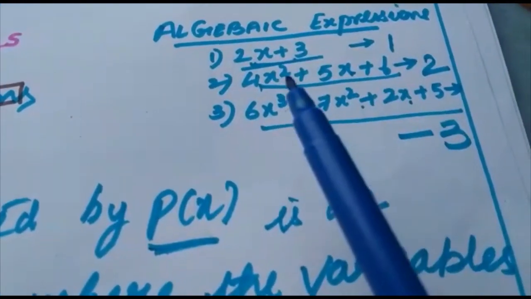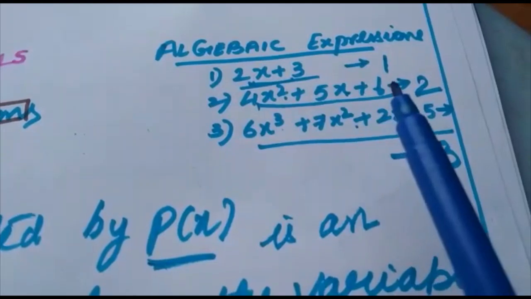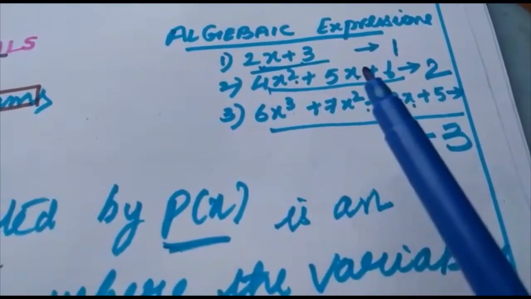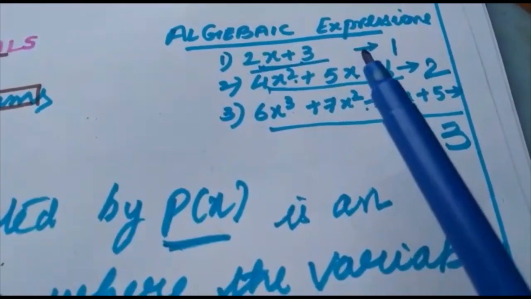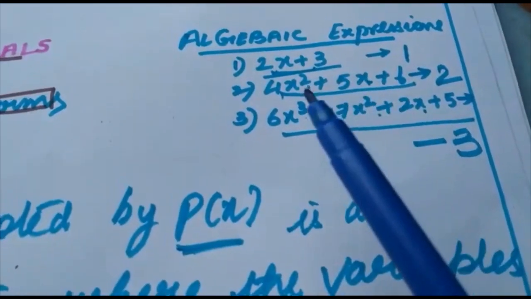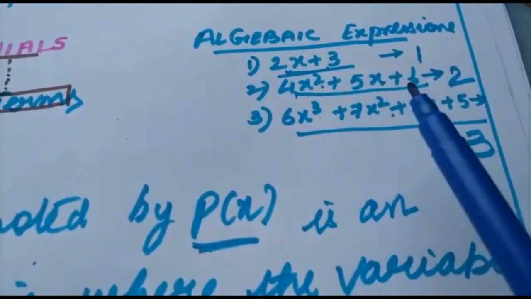Similarly, check it over here: 4x square plus 5x plus 6. Here 2 is positive. When nothing is given, you take it as 1. 1 is also positive. So, we can say this is also a polynomial.